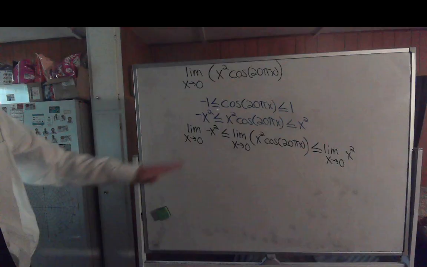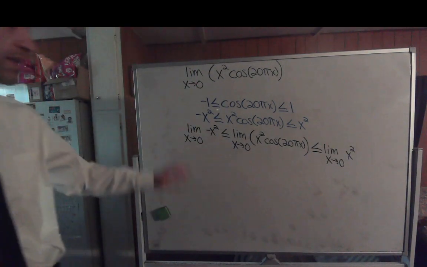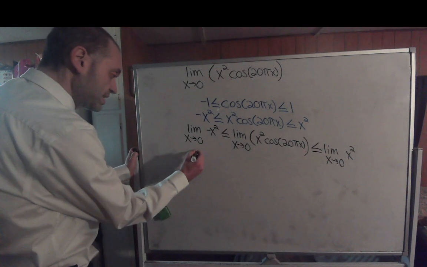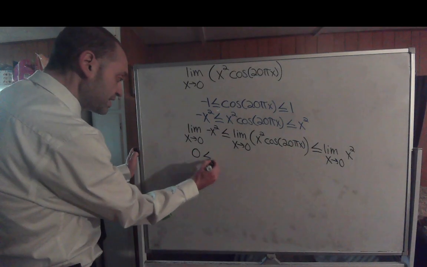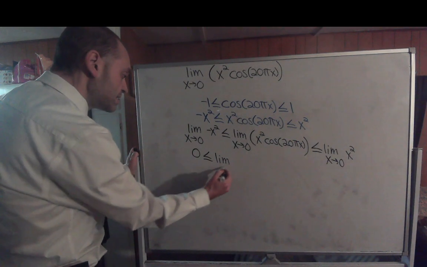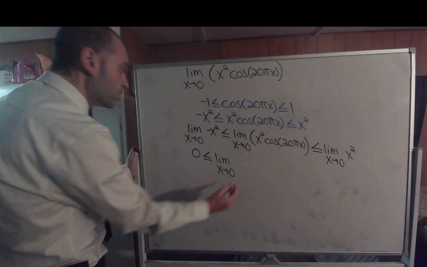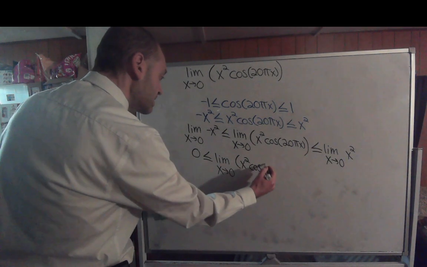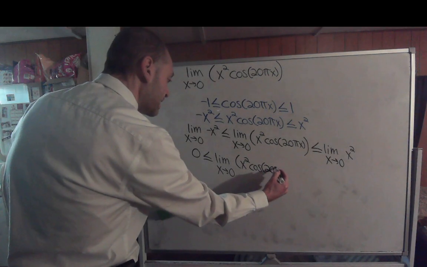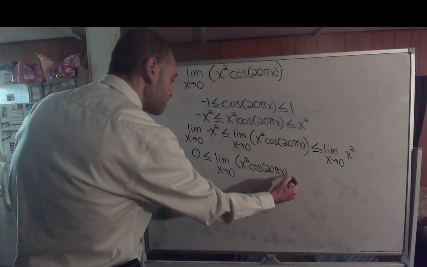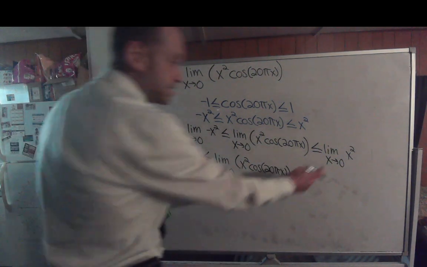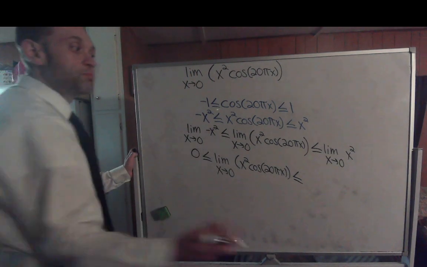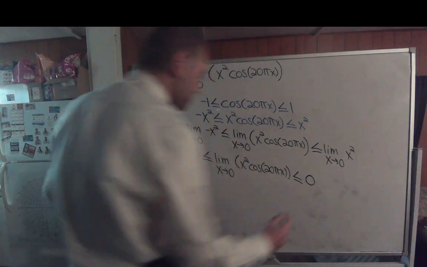Well, let's first deal with the left and right side. The limit as x approaches 0 of negative x squared, by direct substitution, we can say 0. That's less than or equal to the limit as x approaches 0 of this x squared cosine of 20 pi x, which is less than or equal to the limit as x approaches 0 of x squared. By direct substitution, that also equals 0.